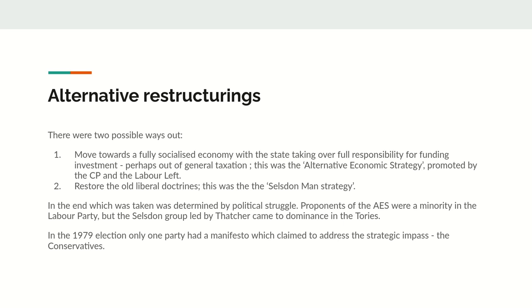But when Callaghan took over, there was a loss of determination on the part of the Labour Party, and the Callaghan-Jenkins wing started to retreat, whereas the Conservative Party eventually fell entirely to the Selsdon wing. And in 1979, only one party had a manifesto which said, this is a way out of the crisis. The Labour Party under Callaghan was muddling on as usual. The Tories said, we have a crisis, we have a way to solve it, by reimposing sound money, liberal economic policies.